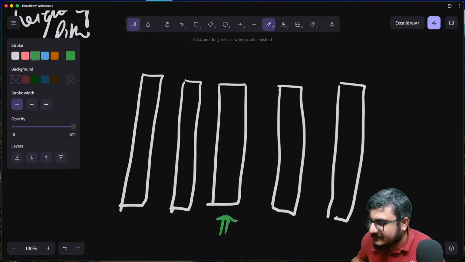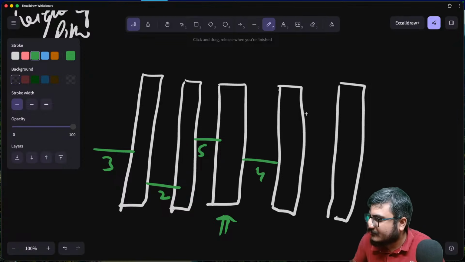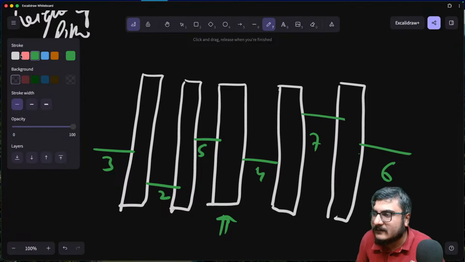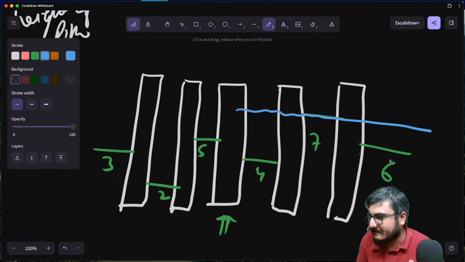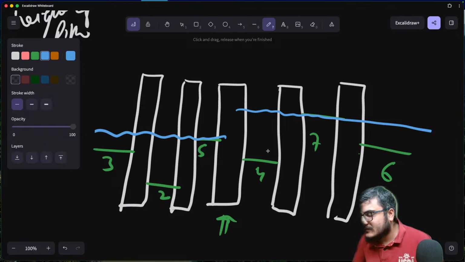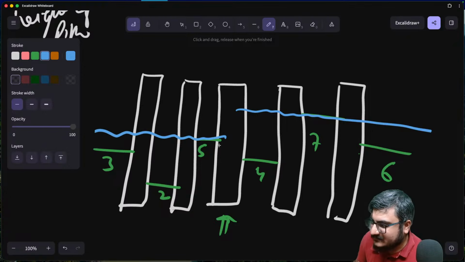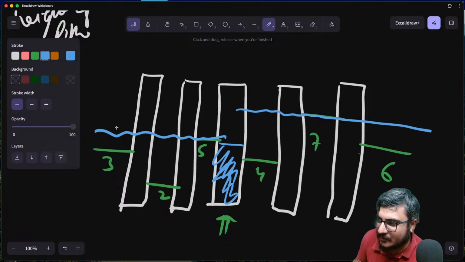If I am focused on this pipe, let's say we have a pipe at 2, a pipe at 3, a pipe at 5, a pipe at 4, a pipe at 7, and a pipe at 6. Then the maximum on the right-hand side I can find is this 7, and the maximum on the left side I can find is this pipe at height 5. So as long as I fill water in this pipe up to height 5, it will not overflow to the one over here.